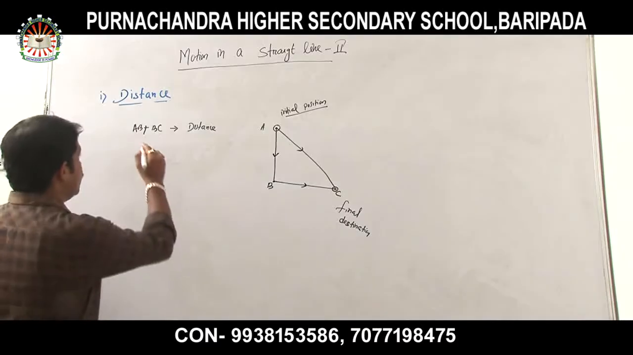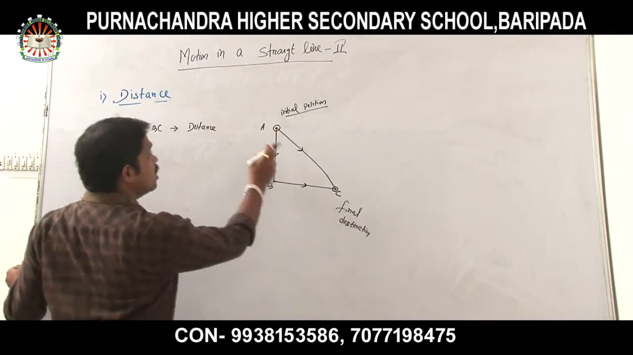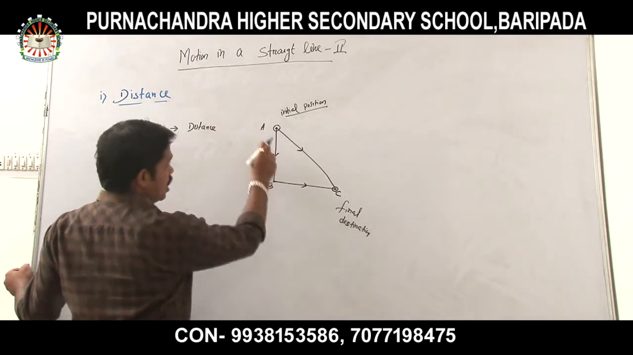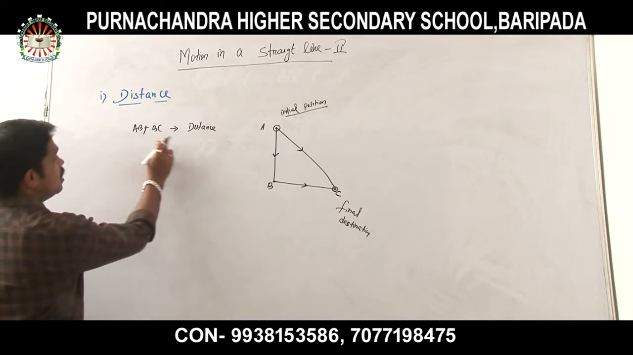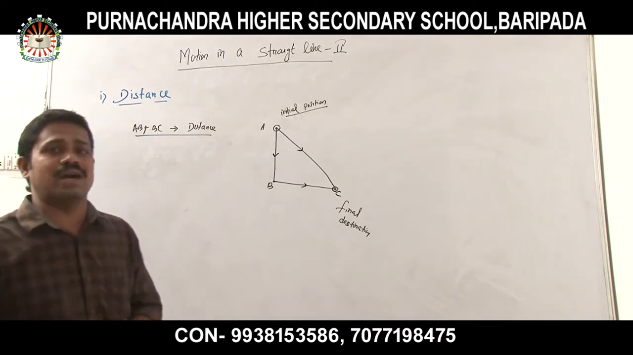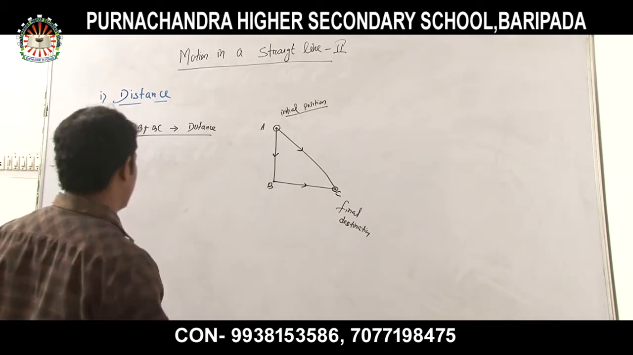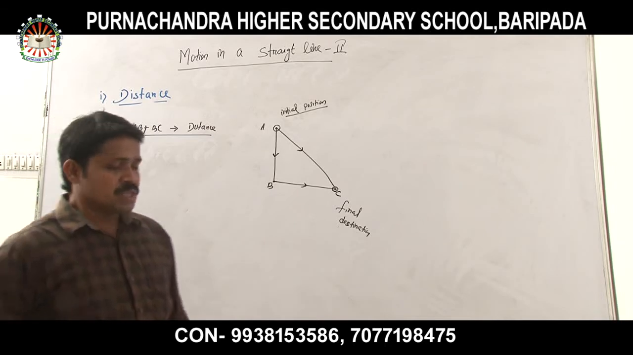So now the initial position is A, the final position is C. When the object is moving from A to B, B to C, this is the actual path coverage. So this is AB plus BC, and this gives my distance. So distance is nothing but the actual path coverage by an object. And remember, distance is a scalar quantity.